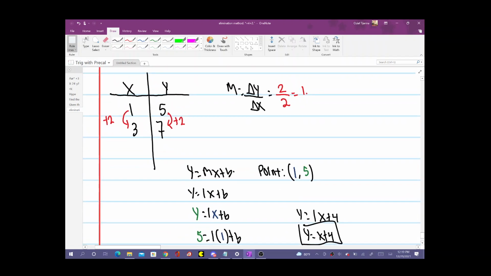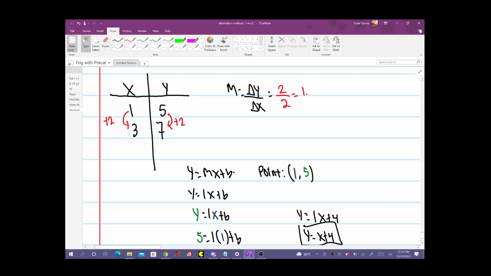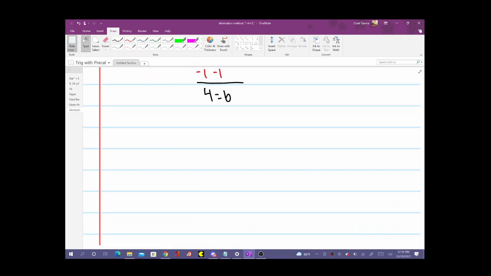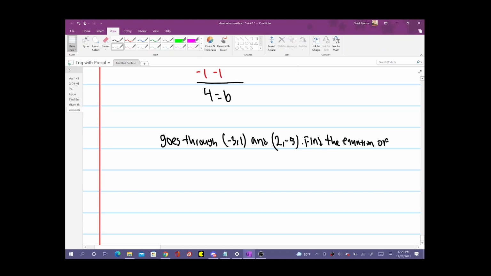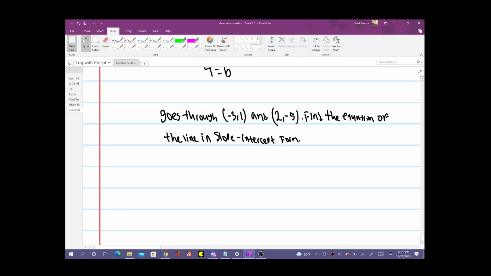Now let's say we have a problem that says a line goes through -3, 1 and 2, -5, and you want to find the equation of the line in slope-intercept form. There's another way to do this, so the table method is one.